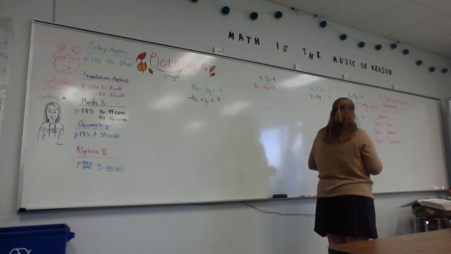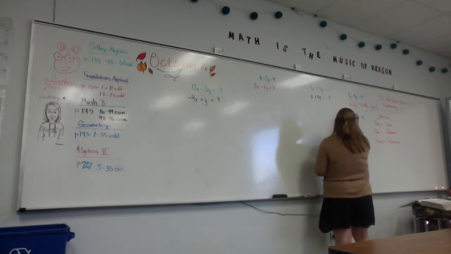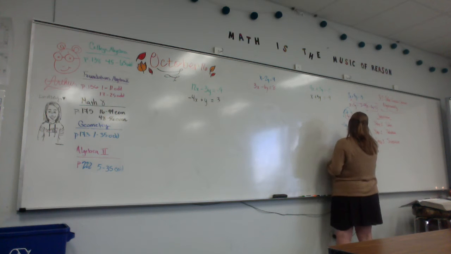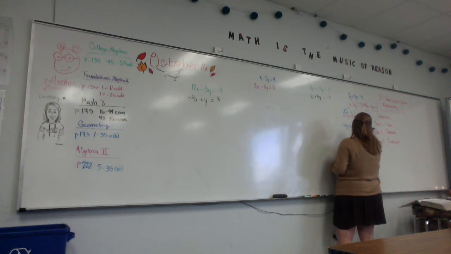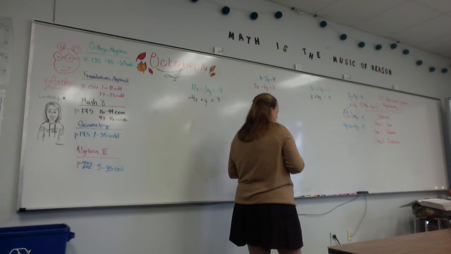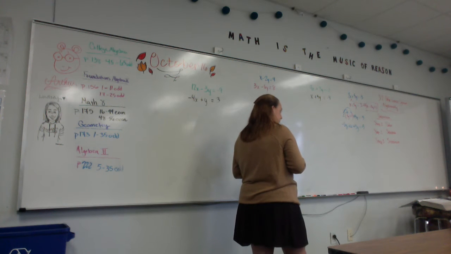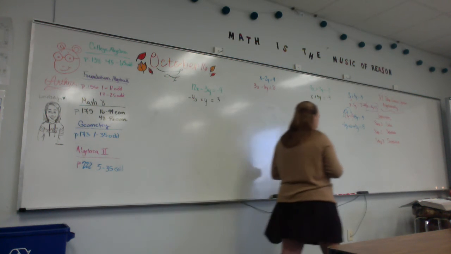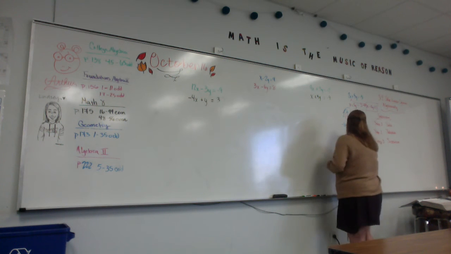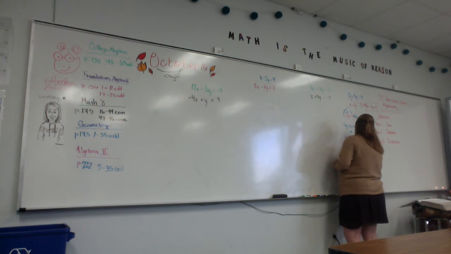From here, what do you think I need to do? Distribute. So I say 2 times negative 3y, which is negative 6y, and 2 times 3, which is positive 6, plus 5y equals negative 5. Now what do I need to do? Subtract 6. Subtract 6 from both sides. Okay. So I get negative 6y plus 5y equals negative 11.